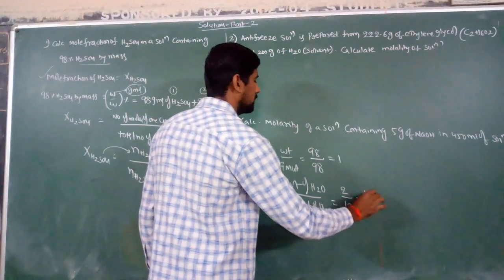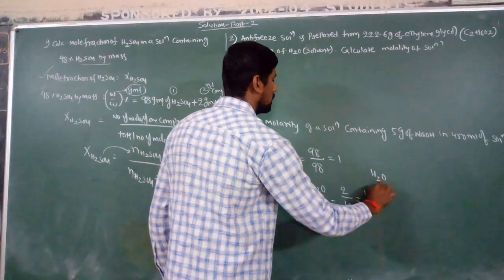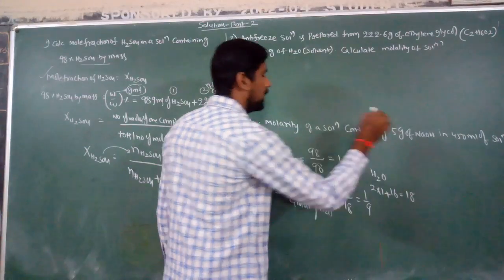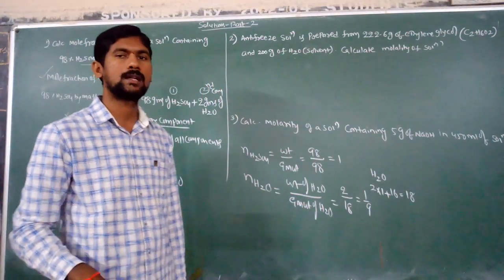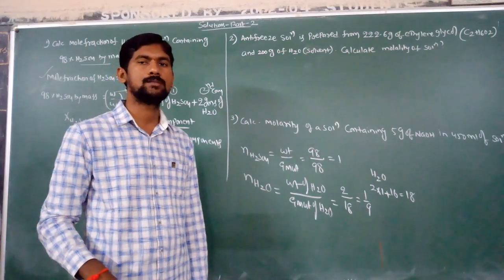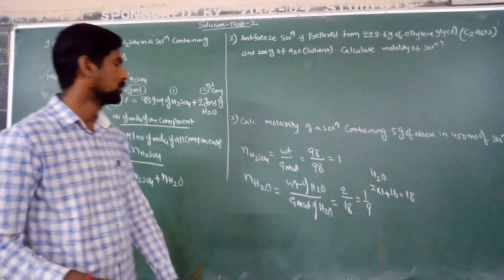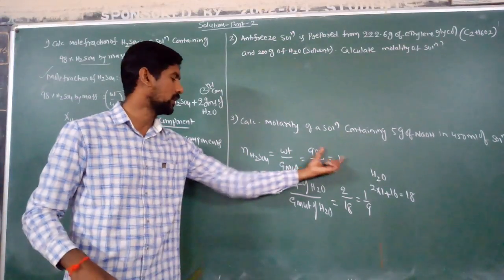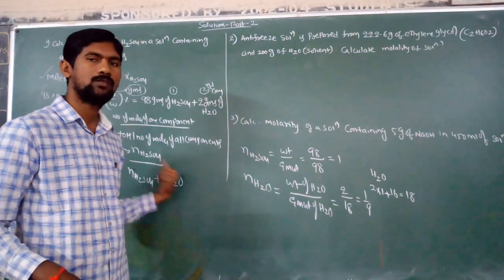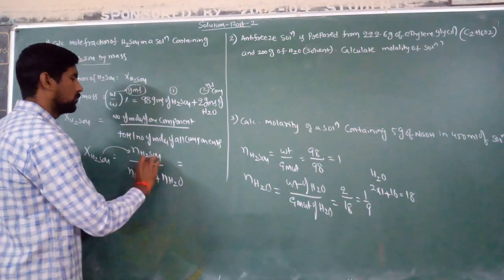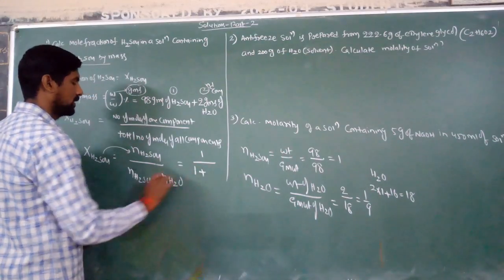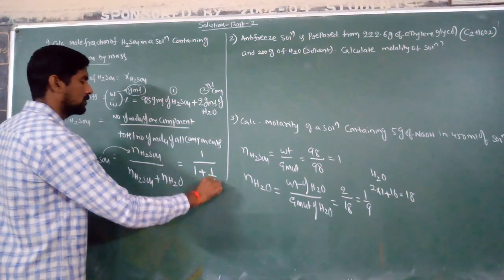So 2 by 18 is 1 by 9. For H2O, 2 hydrogens, 2 into 1, plus oxygen 16 grams, so the total gram molecular weight is 18. Each hydrogen is 1 gram and oxygen 16 grams, so the total is 18 grams. So the number of moles of sulfuric acid is 1 and the number of moles of water is 1 by 9. Then these are substituted into the formula: 1 divided by 1 plus 1 by 9.